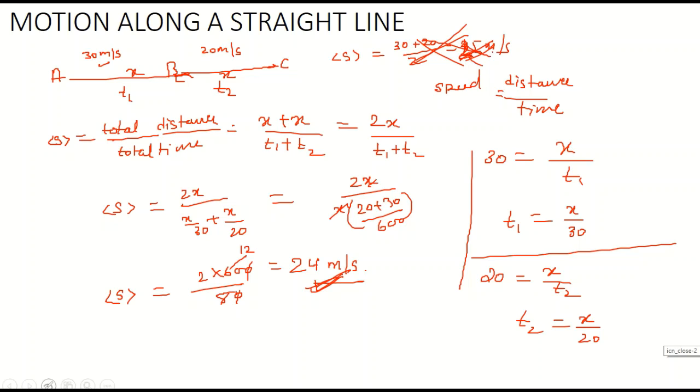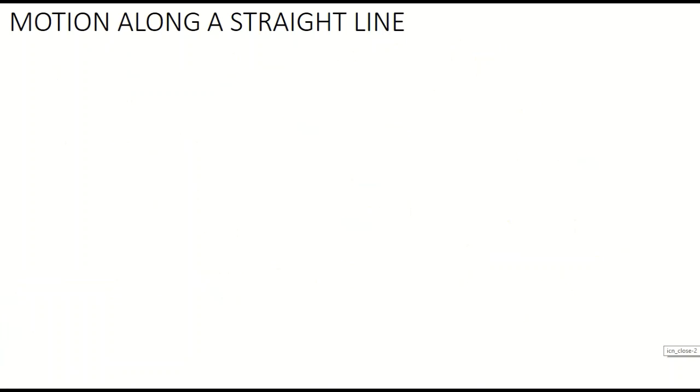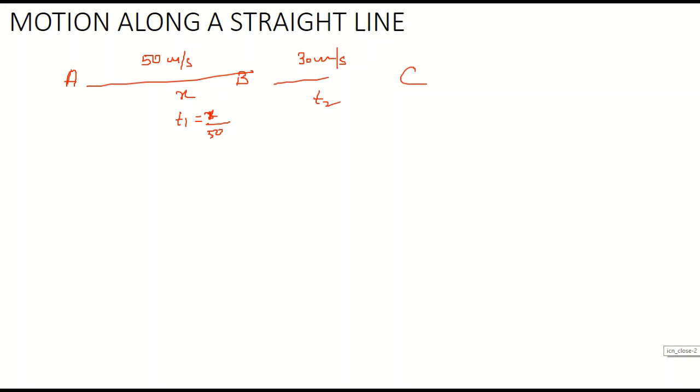Now coming to the next question of yesterday's. Let's suppose from starting A to B the speed is 50 meter per second, and the second is 30 meter per second. Let's suppose it is moving the equal distance x in the time t1, and t1 is nothing but distance x upon speed, x by 50. The time t2 is x by 30, right?